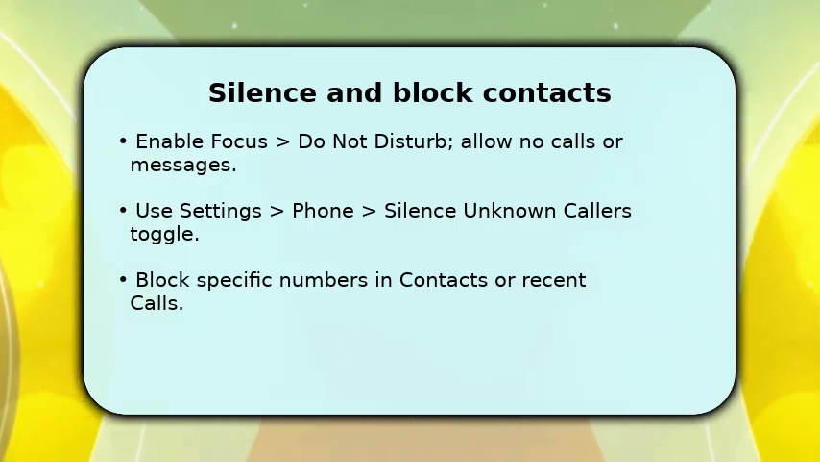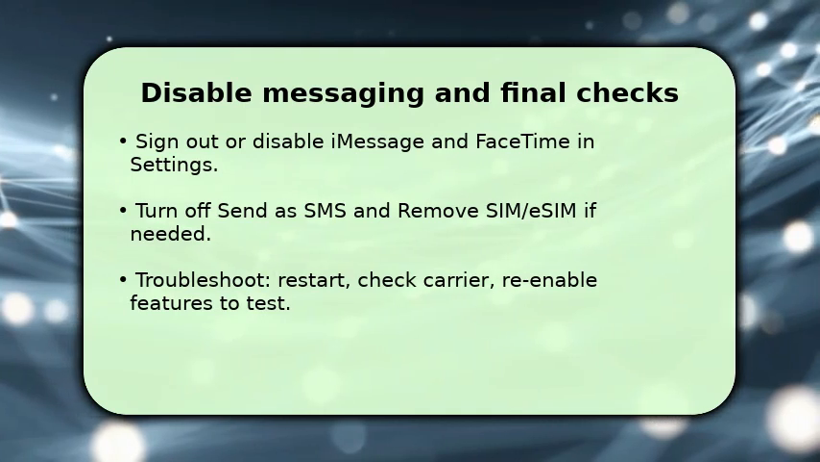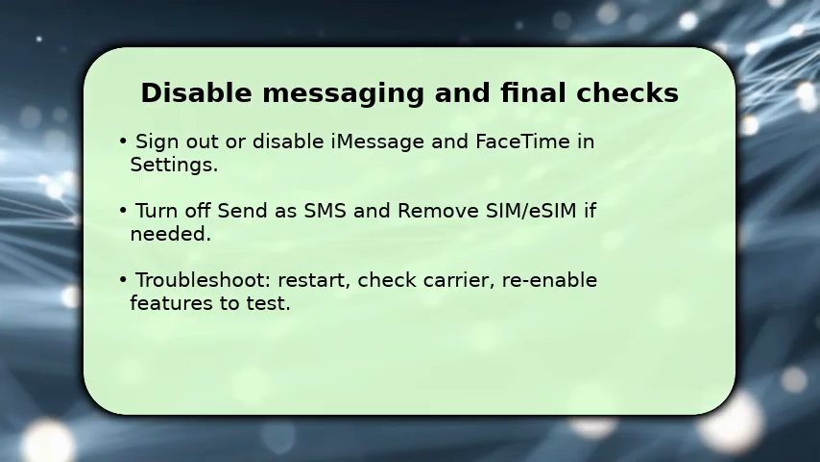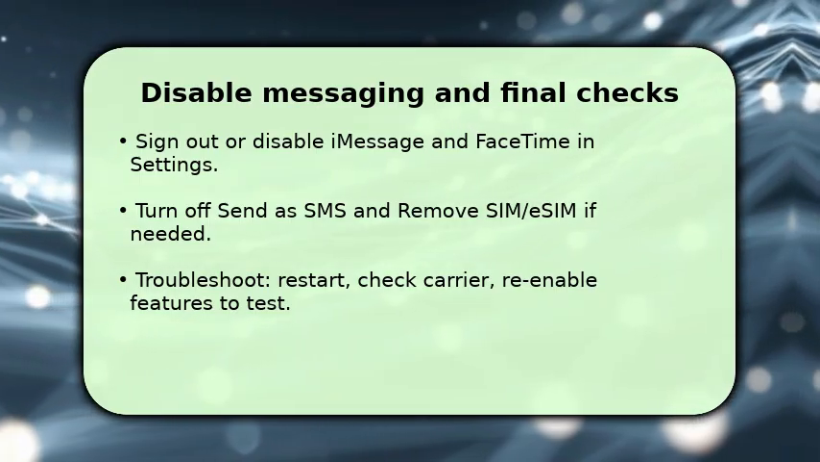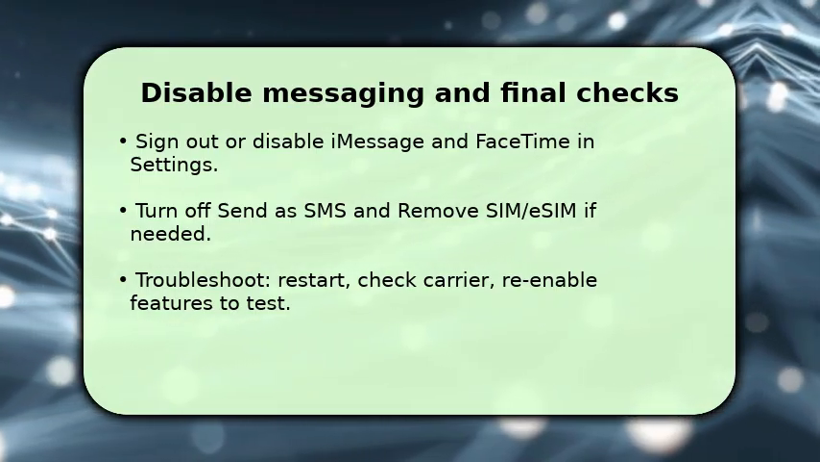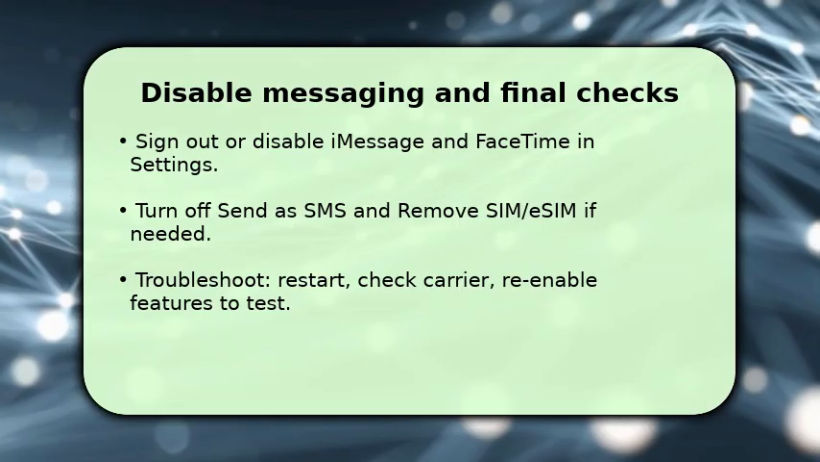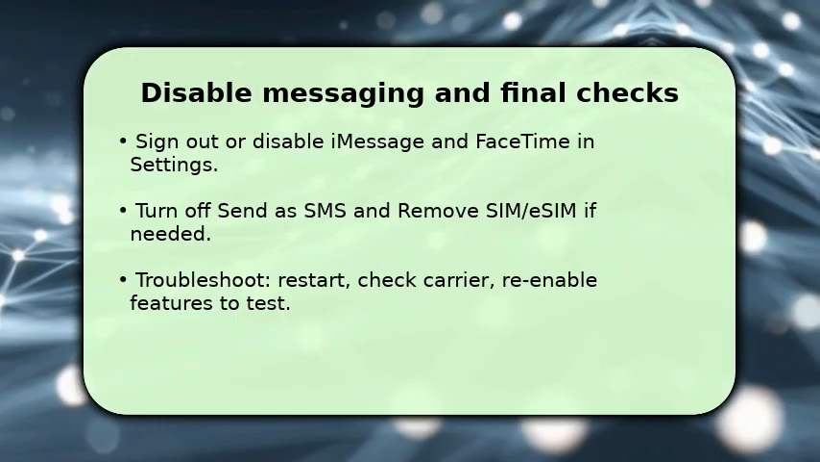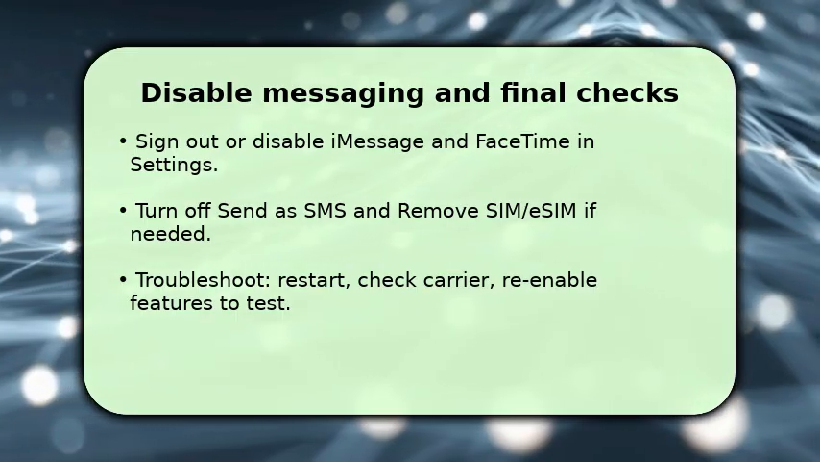To finish, stop app-level reachability. Go to Settings Messages and toggle off iMessage, then Settings FaceTime and turn that off too so Apple services show you as unreachable. If you need absolute isolation, remove the physical SIM or disable the eSIM in Settings Cellular. Once done, restart the iPhone to ensure changes take effect.